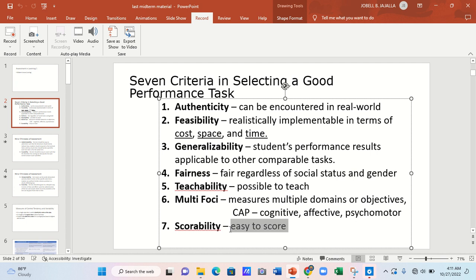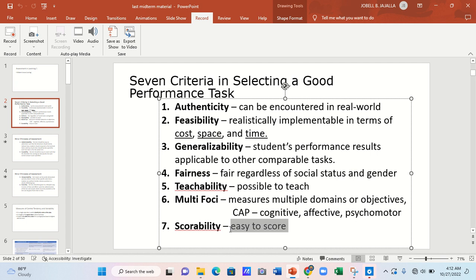On the other hand, essays, or those difficult tasks, have low scoreability because they are not that easy to score. So it is not the same as multiple choice where you just look at the answer key.